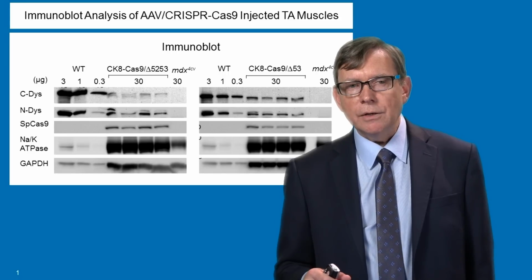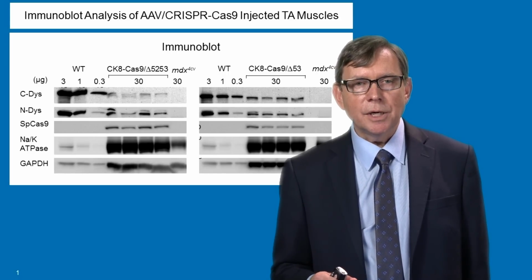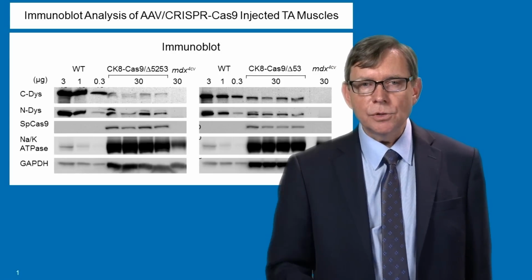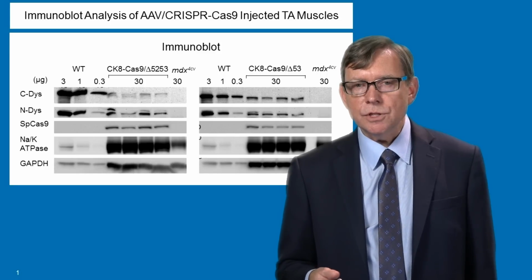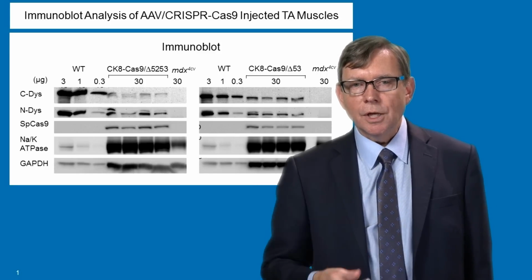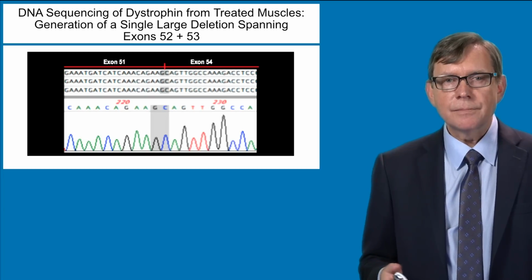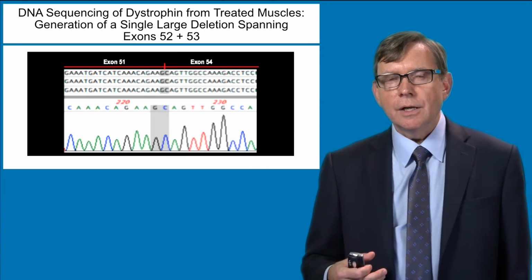The further down on this panel, you see the labeling SP-Cas9. That is just an antibody to detect the Cas9 nuclease, so we know it's still being produced in these muscles. And below that are antibodies against a couple of different muscle proteins just to normalize our loading, how much we put onto these blots.